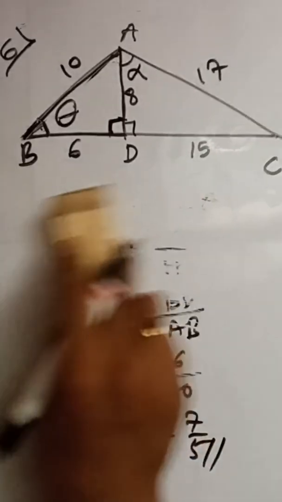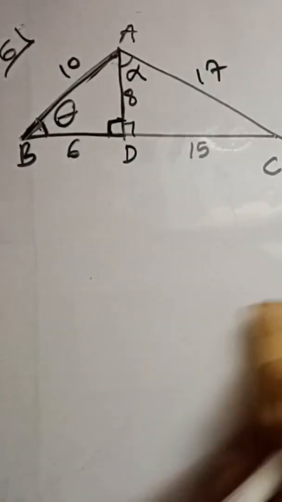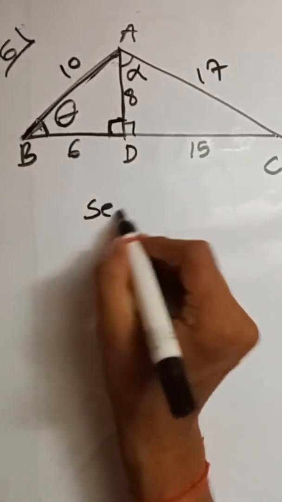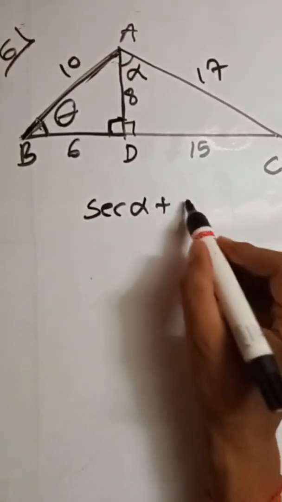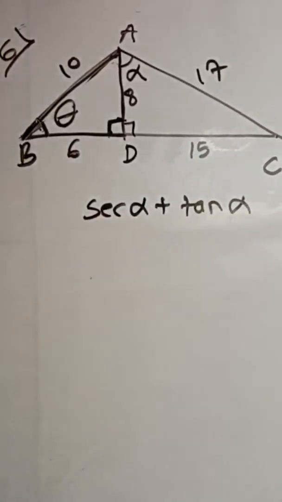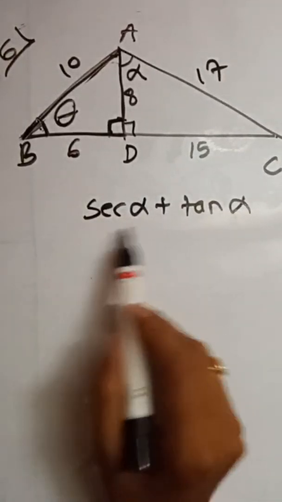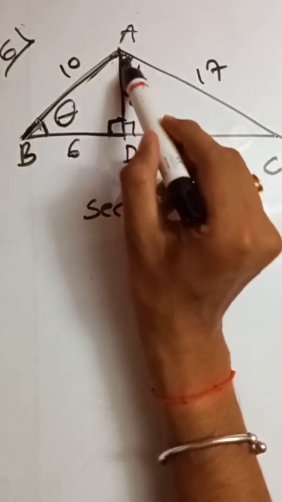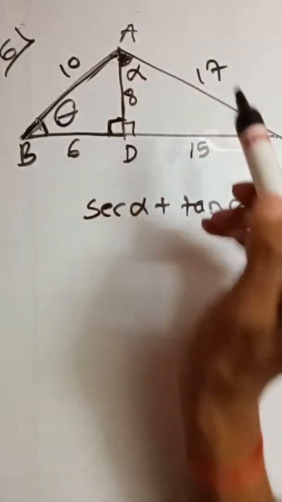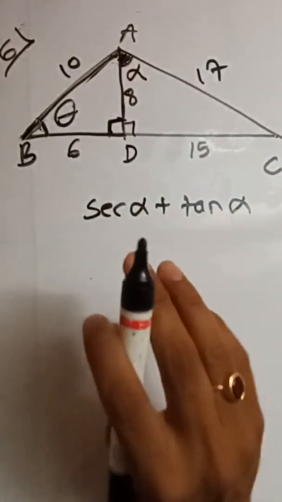Next, we have to find sec alpha plus tan alpha. Okay, now what is sec alpha? Alpha is here, see this is alpha. Okay, so the formula for sec is reciprocal of cos.